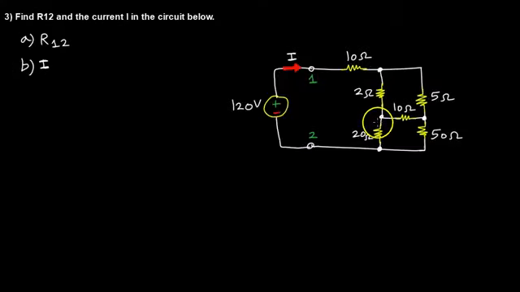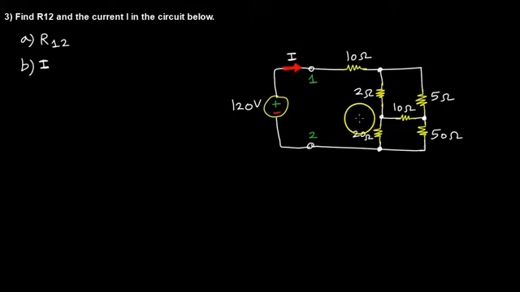Alright, now in this example we're going to see why delta conversions are useful, and we're going to see an actual application of it. So suppose you're given a circuit as such, and you're asked to find the equivalent resistance looking through terminals 1 and 2, as well as the current flowing through the entire circuit, provided that you apply a 120 volt DC signal or DC voltage at the terminals. Now normally you wouldn't be able to do this with the skills that we learned in the previous lectures.